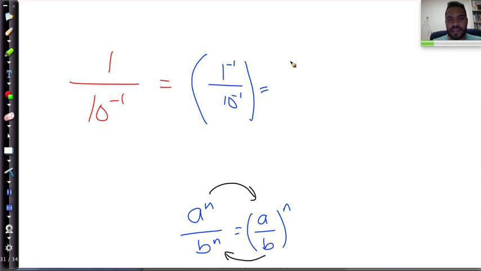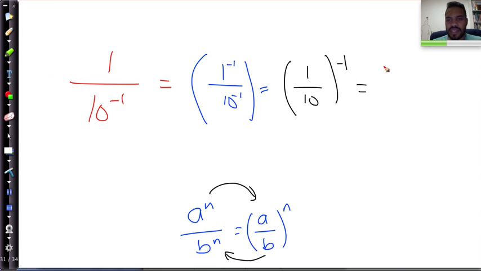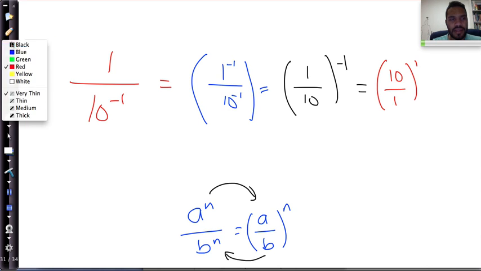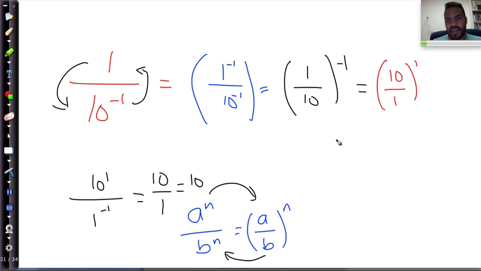So what I want over here is, well, okay, that can be just 1 over 10 to the power of negative 1. And if I flip this, all I need to do now is make it positive. I can do a simple flip and make that 10 over 1 to the power of positive 1. And if you want to use a shortcut, think about it as taking this thing to the top and bringing that thing to the bottom. So if I take that thing to the top, the exponent there becomes 10 to the power of 1 over 1 to the power of negative 1. And that is 10, and 1 to any power is just 1. So that simplifies to 10.